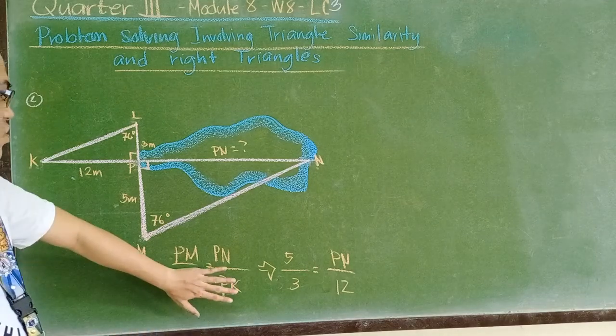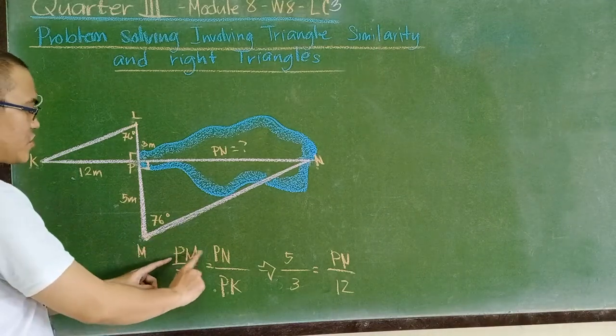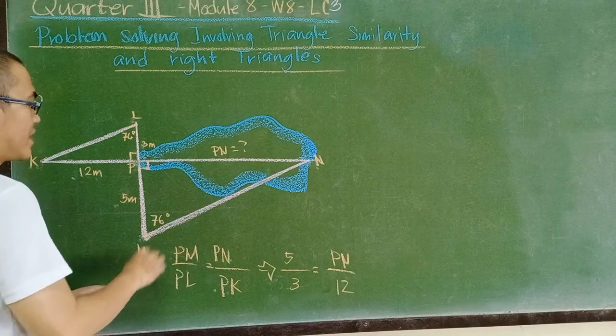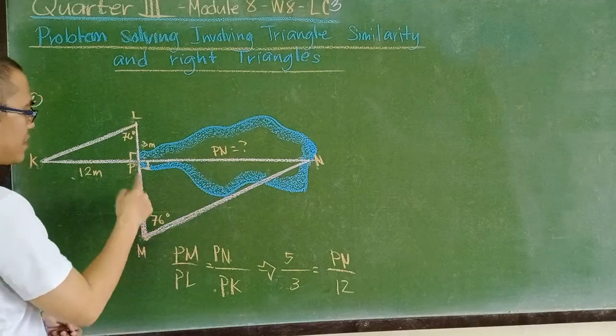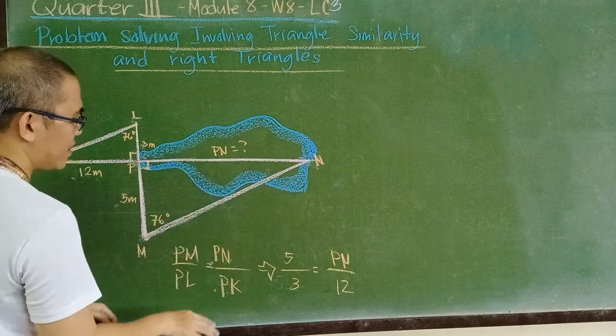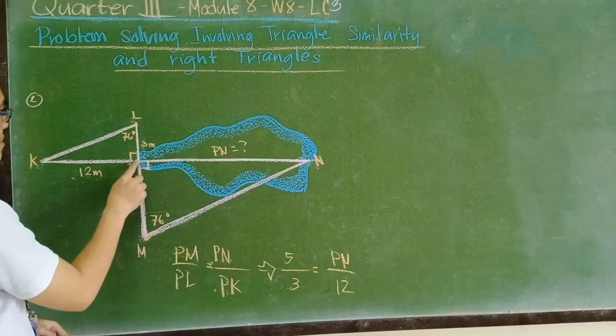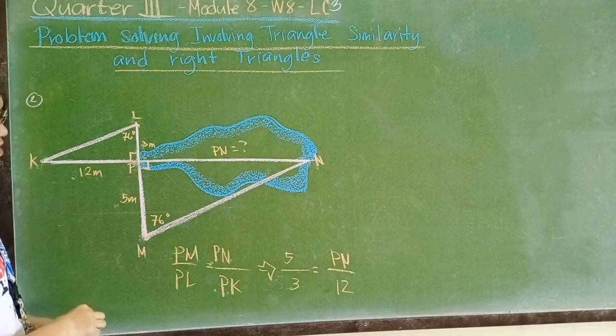So again, tatandaan ninyo kung paano kino-construct ito, no? So kung makikita ninyo yung mga values dito sa may numerator, nanggaling dito sa malaking triangle. Yung Pm nandito sa may malaking triangle, yung Pn nandito sa may mas malaking triangle. Yung mga nasa ilalim, yung Pl nasa may maliit na triangle, yung Pk nandito sa may maliit na triangle.